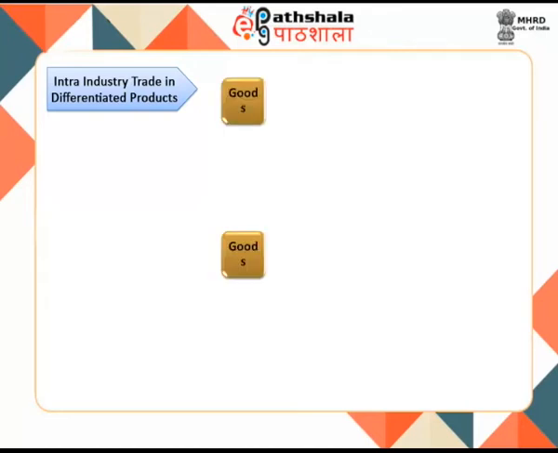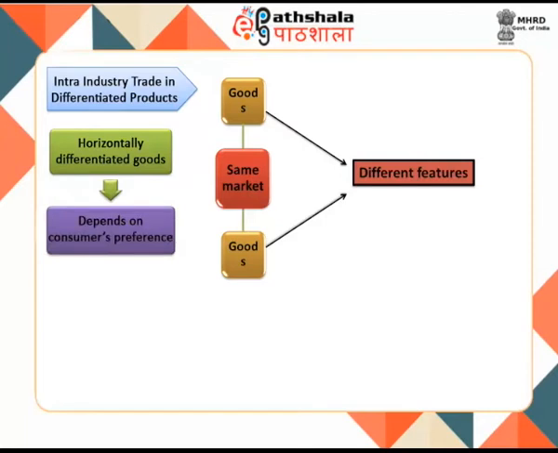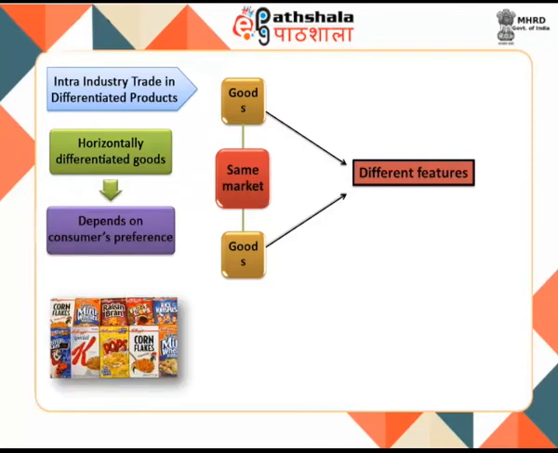Differentiated goods are the goods competing in the same market or industry that appear different from one another on the basis of their features. The differentiated products are of two types. One, horizontally differentiated goods. These goods are different, but at the same price the consumers will prefer to buy others depending on their preferences. For example, breakfast cereals available in different flavors.